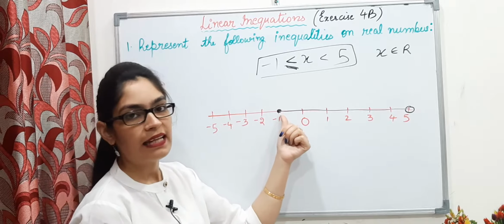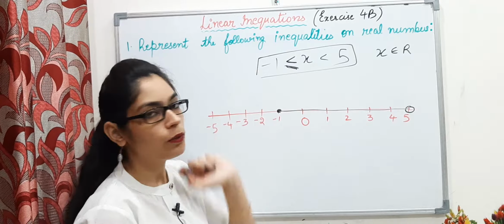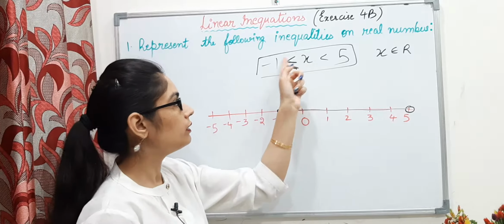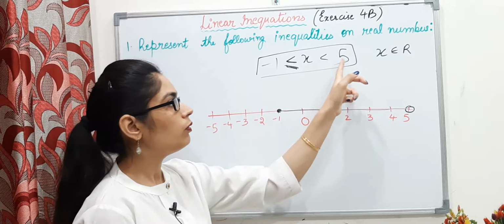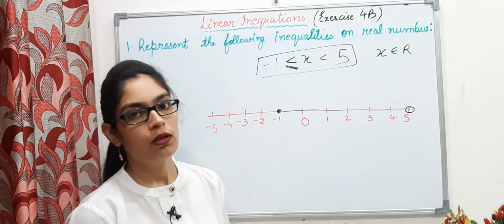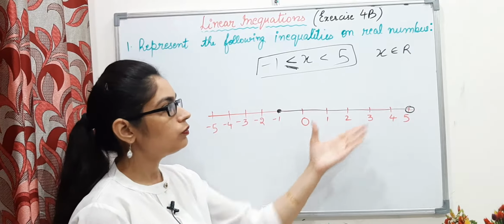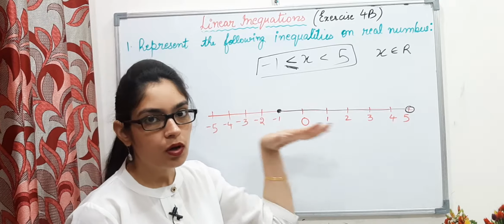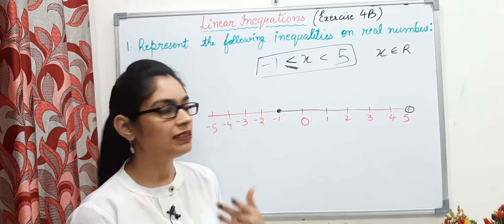So, for less than or equal to, and greater than or equal to also, that means when the equality sign is there along with it, we have to represent it by a dark dot. When only the less than or greater than sign is there, we have to draw this circle. And this was for real numbers, because in real numbers all the numbers are included, decimal numbers, fractional numbers, everything.